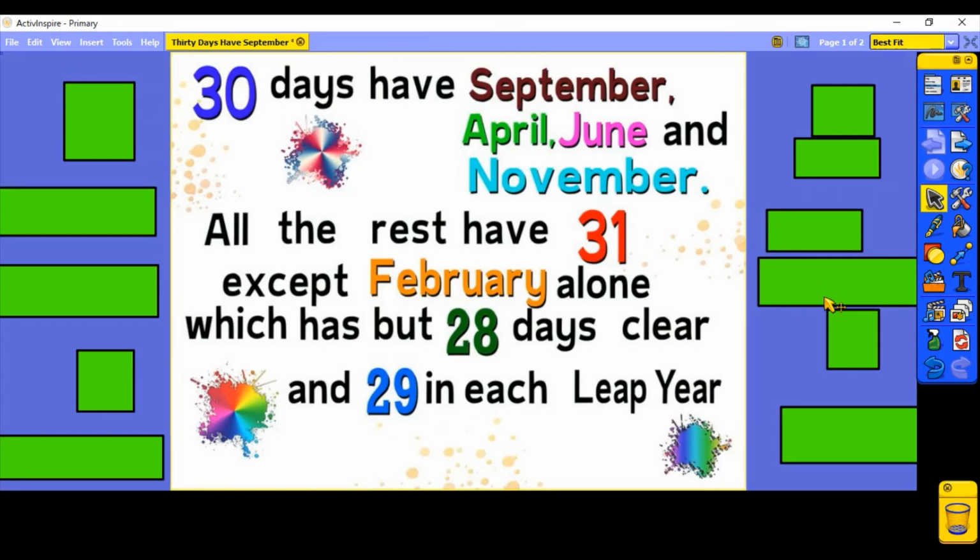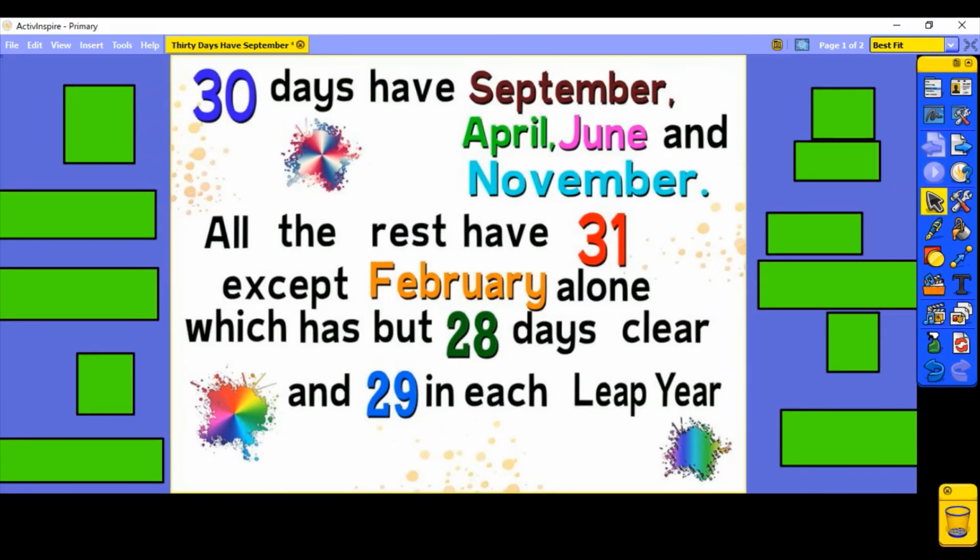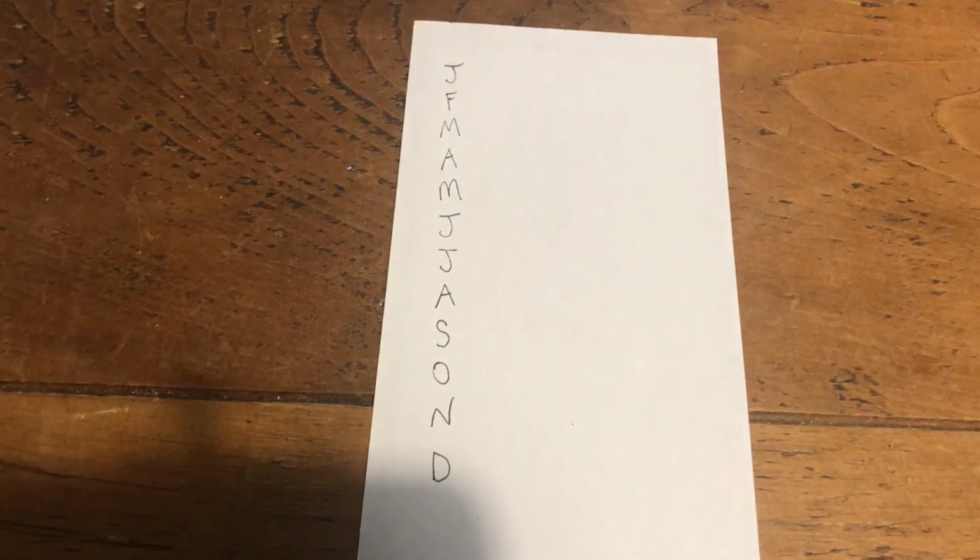Now, I'll quickly show you the knuckle technique, just so that you can see. I used to use it at school. I think this rhyme is better, to be honest, but I will show you anyway. Now, in order to prove that the knuckle technique works, we're just going to go through the number of days in each month. Now, I wonder if you can work out what I've written down on my piece of paper.